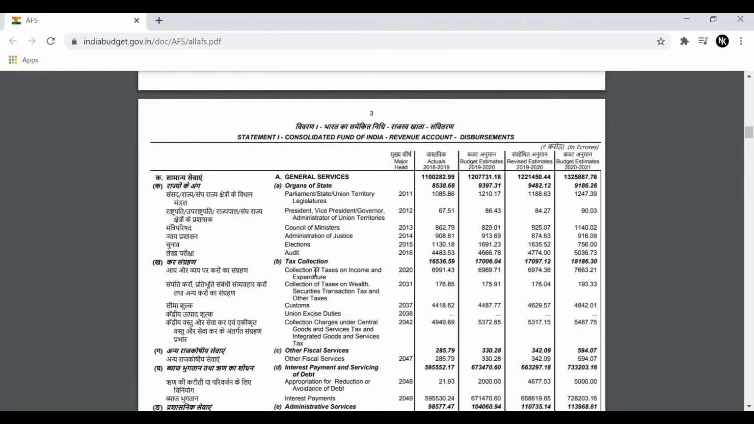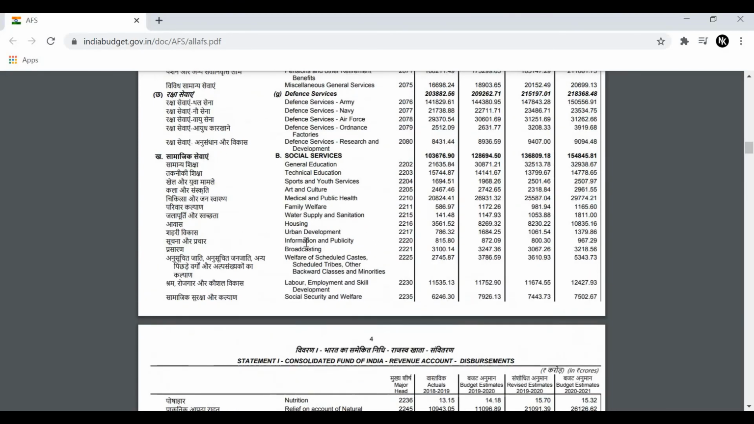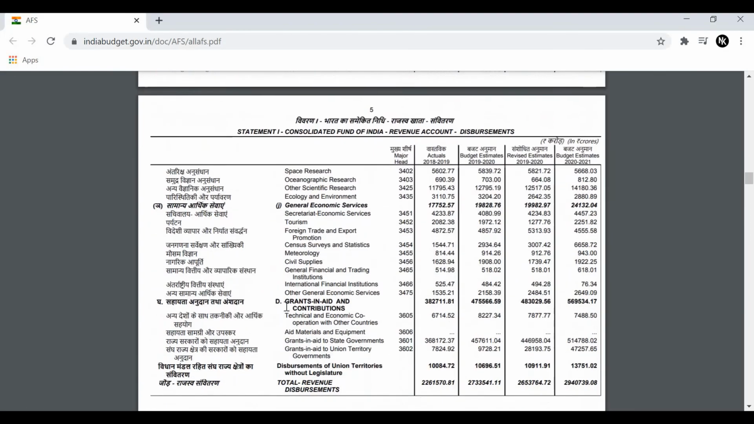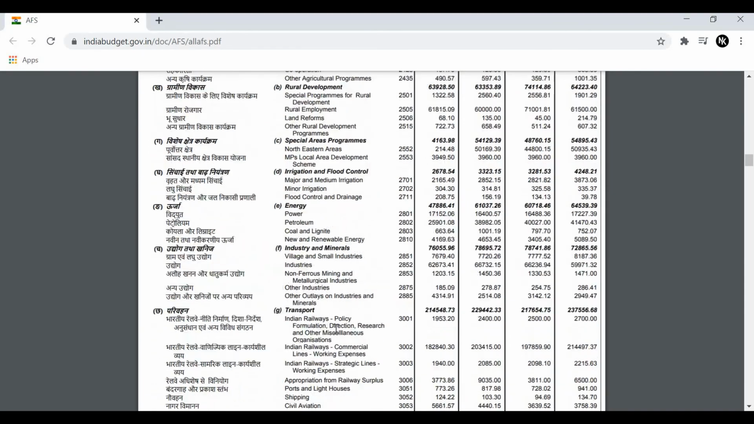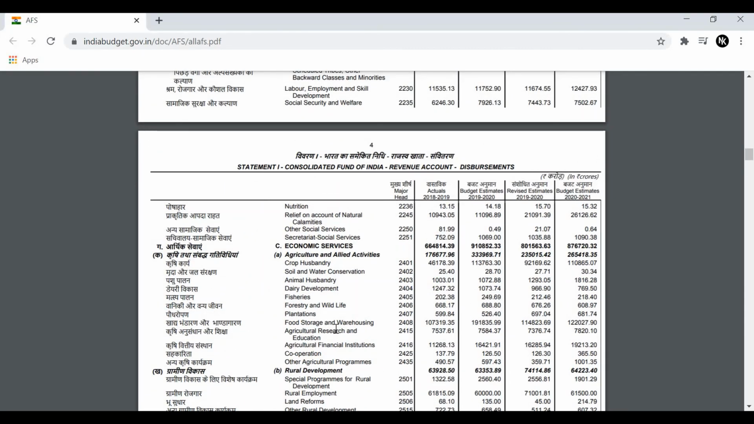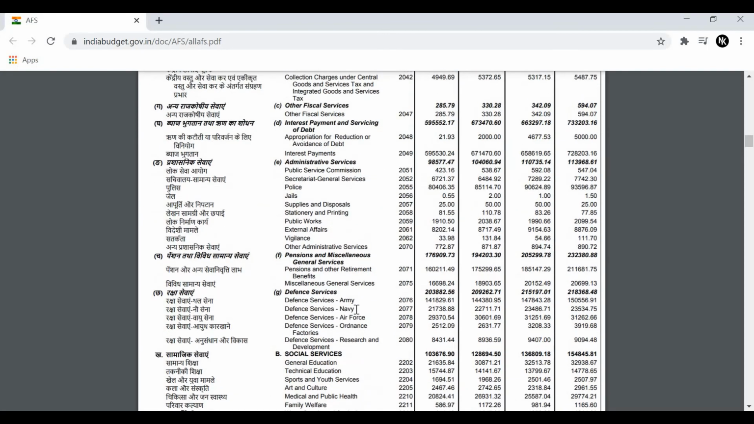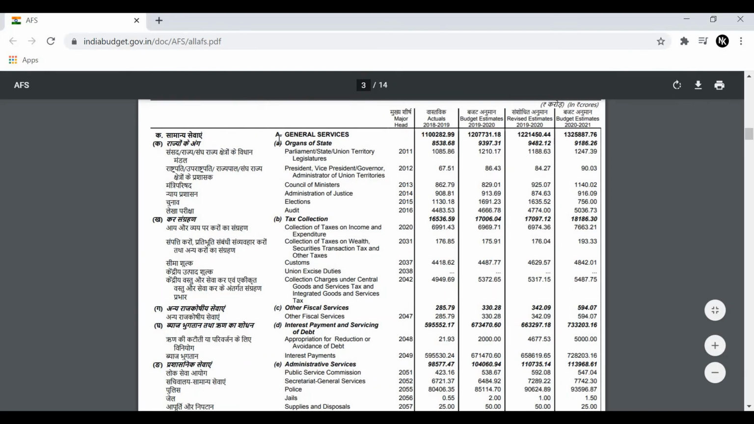So we're spending on the organs of state, general services here, social services, economic services, and grants and aid contributions. So although the terms that we talked about didn't appear here, so it's not exactly capital expenditure, revenue expenditure, we can still make out a basic idea.